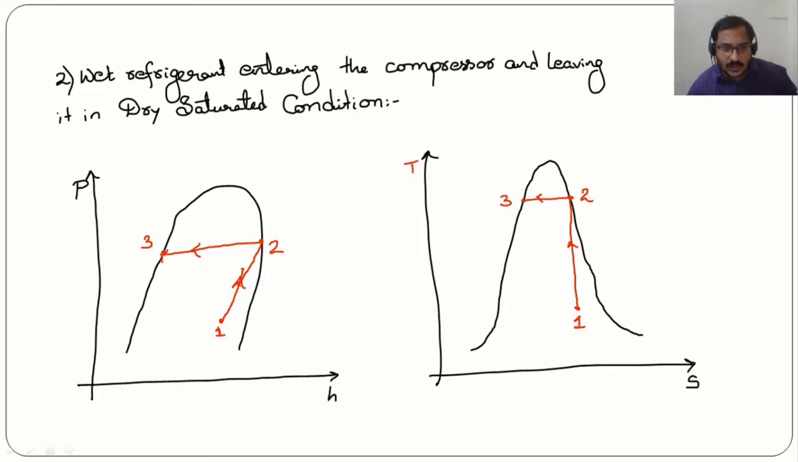Then 3 to 4 is throttling expansion. So throttling expansion in the pH diagram is represented as a vertical line like this. And here the throttling expansion is a curve 3 to 4. Then 4 to 1 is evaporation, which is taking place at constant pressure, and at the saturation temperature this evaporation from state 4 to state 1 takes place. Now here almost the compression is happening in the wet region only, and this case also will not give us more COP.